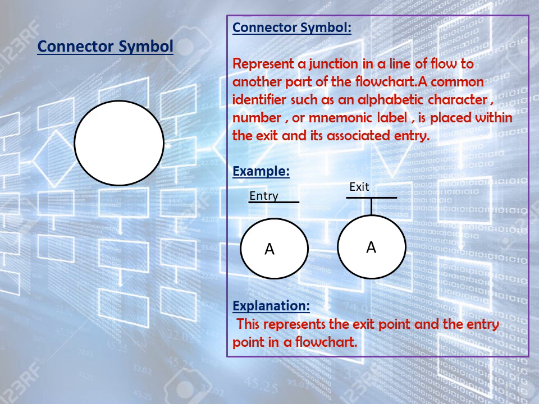It represents a junction in a line of flow to another part of the flowchart. A common identifier such as an alphabetic character, number or mnemonic label is placed within the exit and its associated entry. So first one is the A entry, then the exit. This represents the exit point and the entry point in a flowchart, where it is going to exit and where it is going to enter. It will be displayed by the connector symbols.